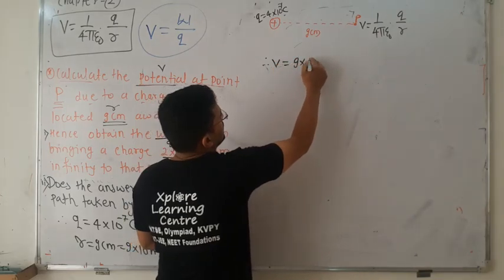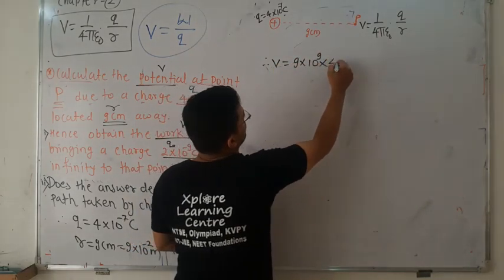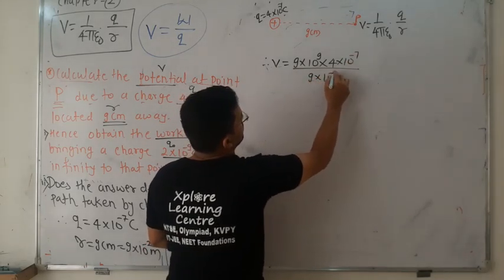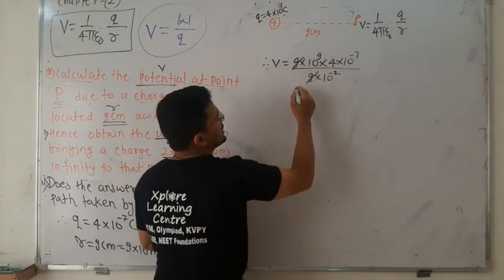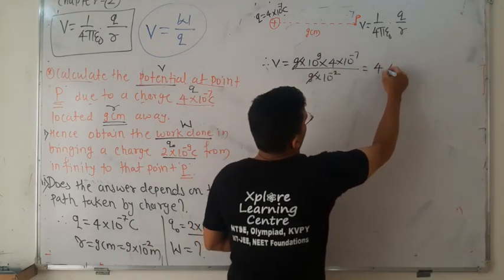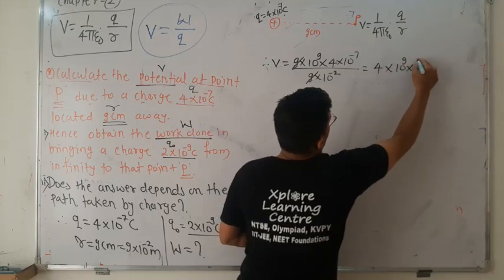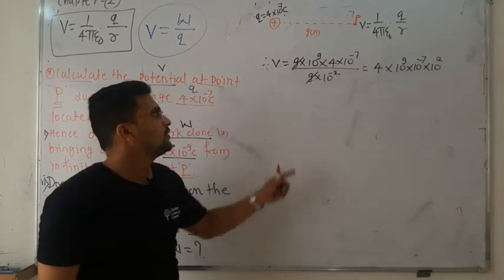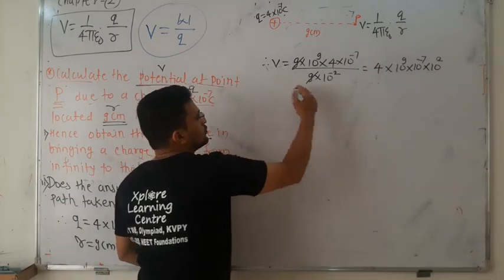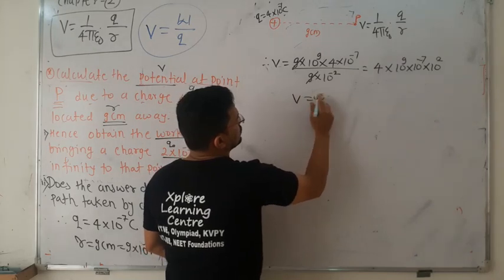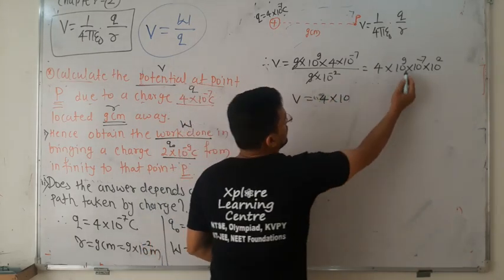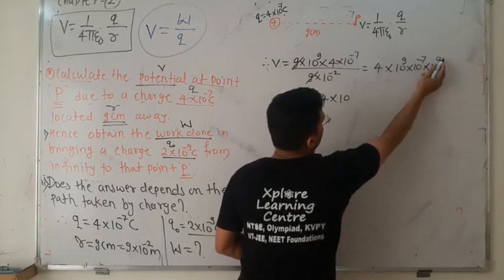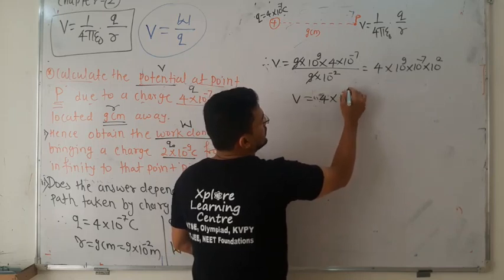V is equal to 9 into 10 to the power of 9, q is 4 into 10 to the power of minus 7, divided by r, which is 9 into 10 to the power of minus 2. Okay, so the 9 cancels out. It becomes 4 into 10 to the power of 9 into 10 to the power of minus 7 into 10 to the power of 2, plus 2. Why? This moves up, so it becomes plus 2. If you do all the calculation, V is equal to 4 into 10 to the power of minus 7 and this is 2. You will get minus 5 plus 9, which is 4.